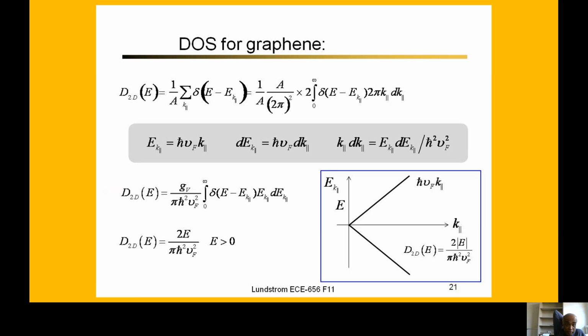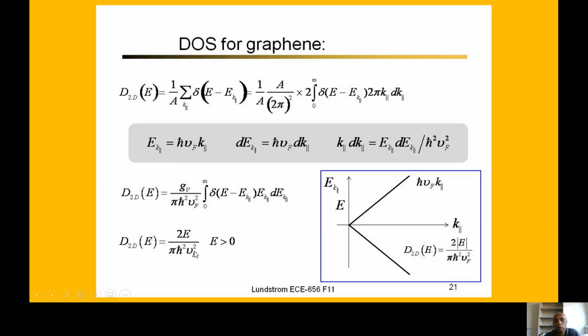Then if you want to calculate the density of state of graphene, you can easily find the density of state given by this equation, a sum of all these delta functions. If you make this sum an integral, in 2 dimensions your dk is given by 2 pi k dk, right? That's in the 2-dimensional case. So if you use these relationships, you can find this 2D density of state. If you do this integral of the delta function, this is your density of state.